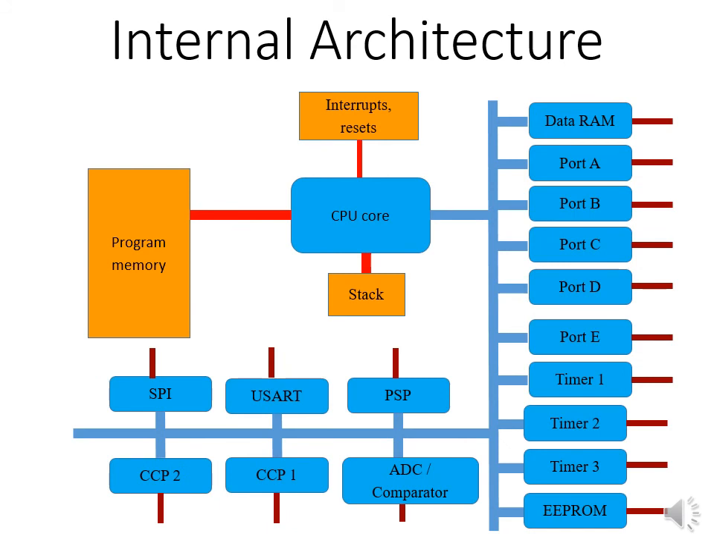The internal architecture of the PIC16F877 can be modeled as shown. We can see that we have all the peripherals and all the blocks of memory except the stack and program memory connected to a common data bus. This data bus also links to the CPU core. The CPU core is the one that is responsible for fetching and executing instructions. So the CPU core is connected to the program memory through another bus and also to the stack through another bus. So there are different buses for the different kinds of memory.